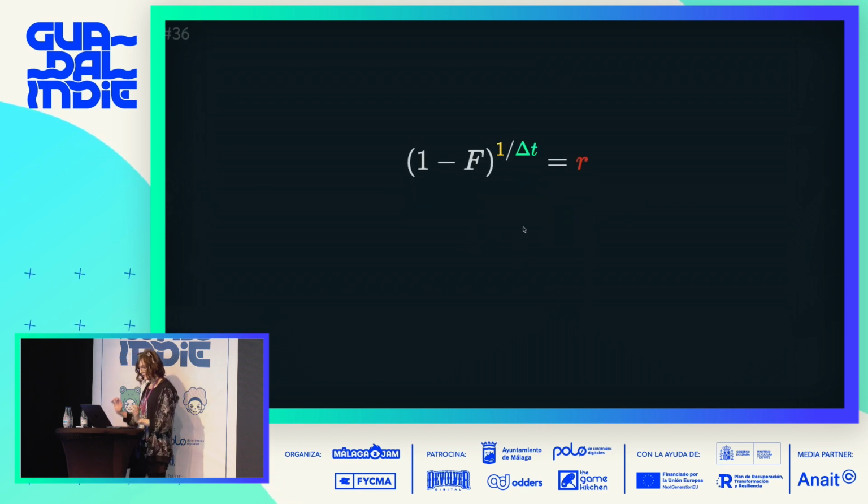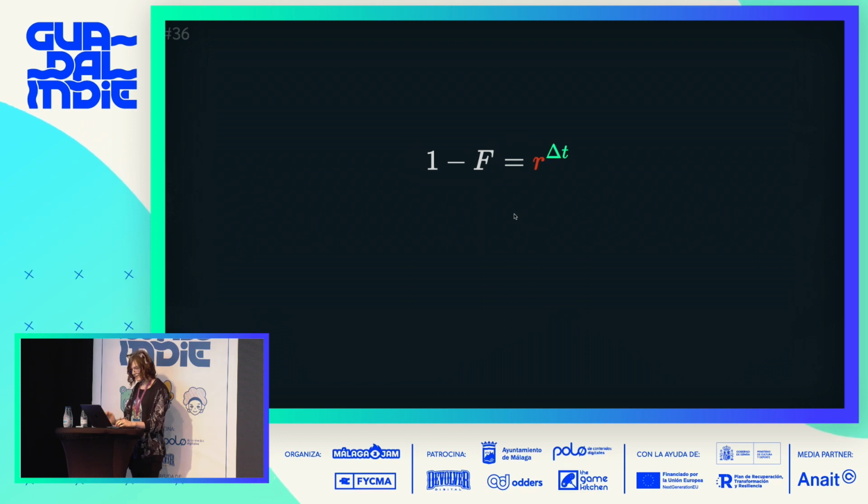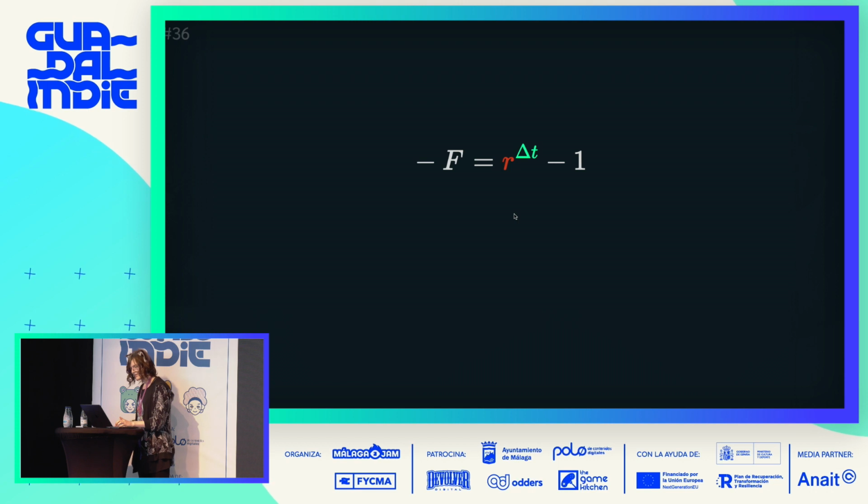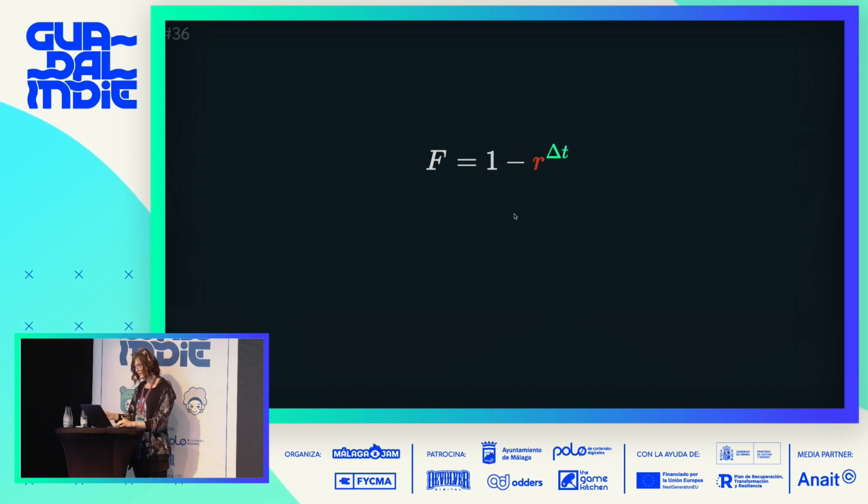And so now we again want to define f in terms of r. So we want to try to isolate f on its own side of this equation. So we can raise both sides to the power of delta time, which cancels out the left-hand side. And then we subtract 1 from both sides, and then we multiply both sides by -1. Now we have f equals 1 minus r to the power of delta time.